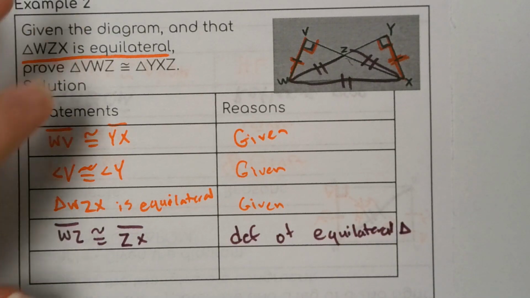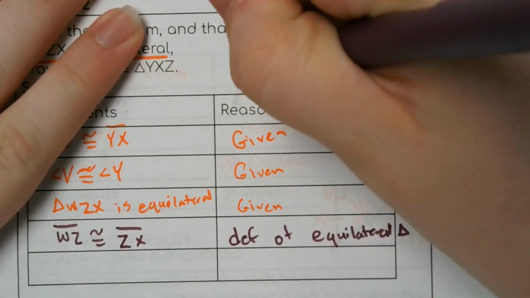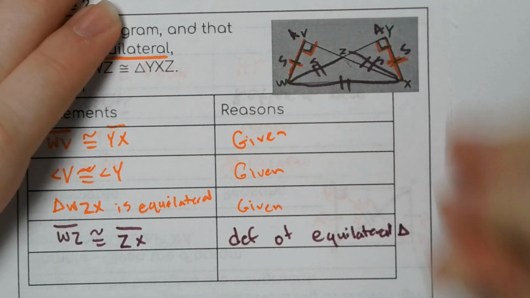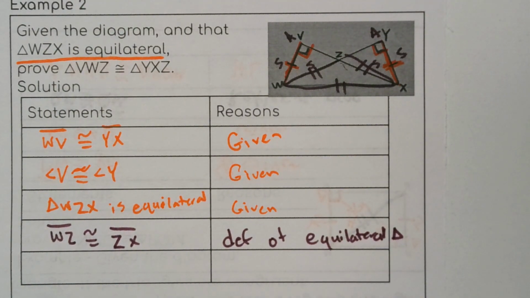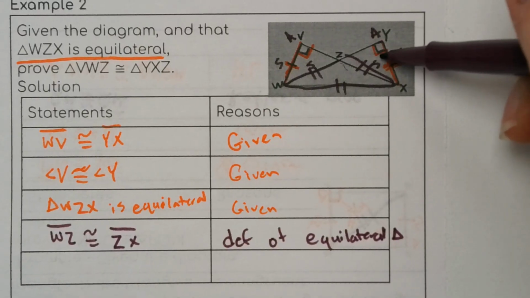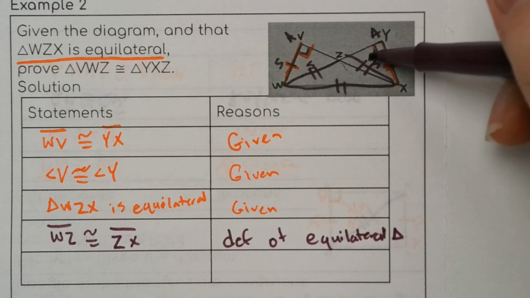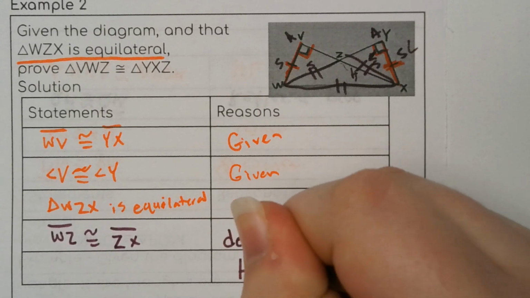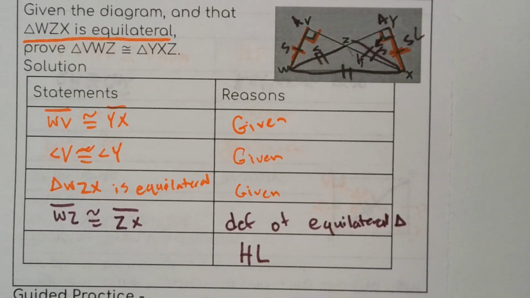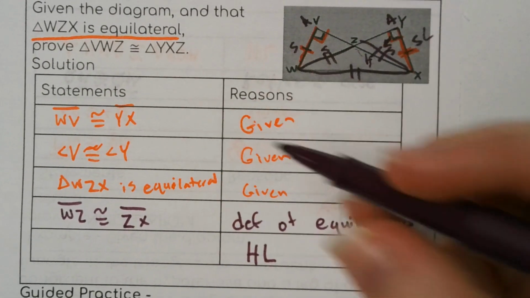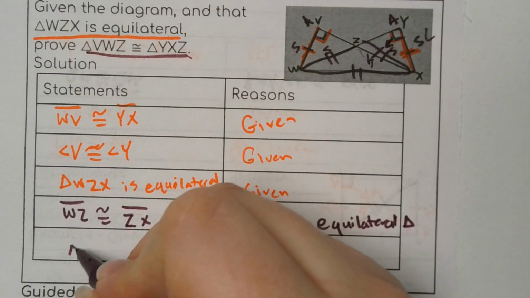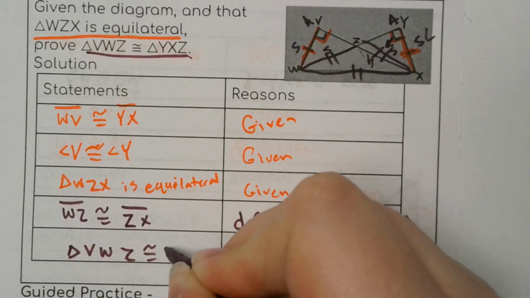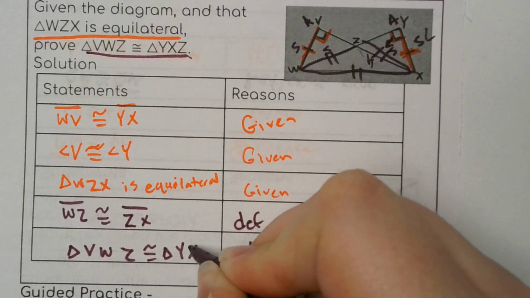Okay, so now we would label our angles and sides, and it would be ASS, which is a bad word. But if we look closer, we have a 90-degree angle, right? So we're given this one is our hypotenuse, and the other one's a leg. So our reasoning is going to be HL because of the hypotenuse leg, and then what we're trying to prove. So triangle VWZ is congruent to triangle YXZ.